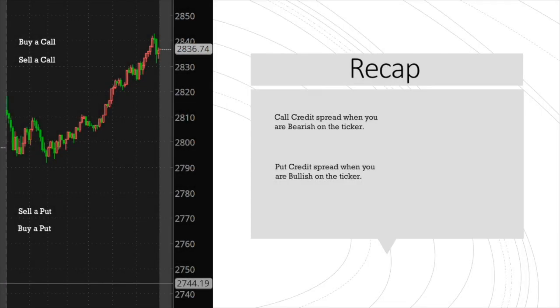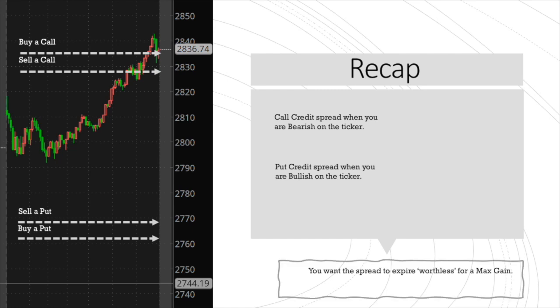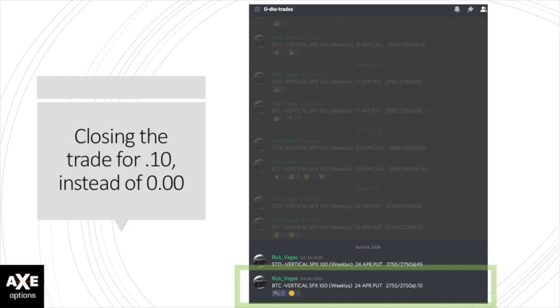Just to recap here, if at the beginning of the day you are bearish on the ticker, you put in a call credit spread. And if you're bullish, you put on a put credit spread. You want the spread to expire worthless, which would be your max gain. Okay, so for the past couple of months, we've been suggesting to our members that we close the trade at 10 cents, and I'll show you why.